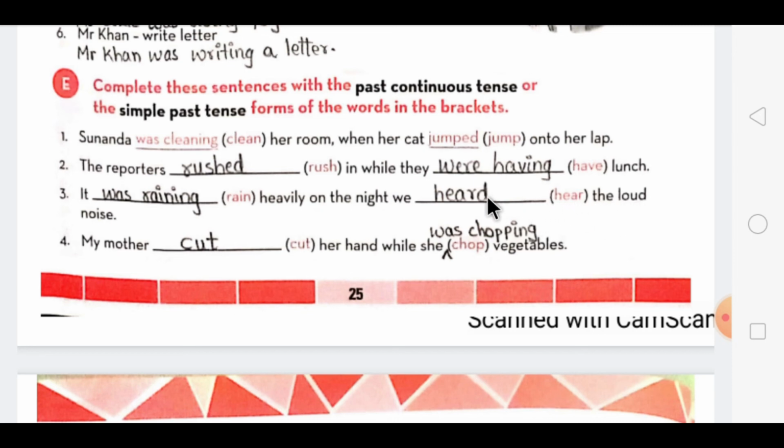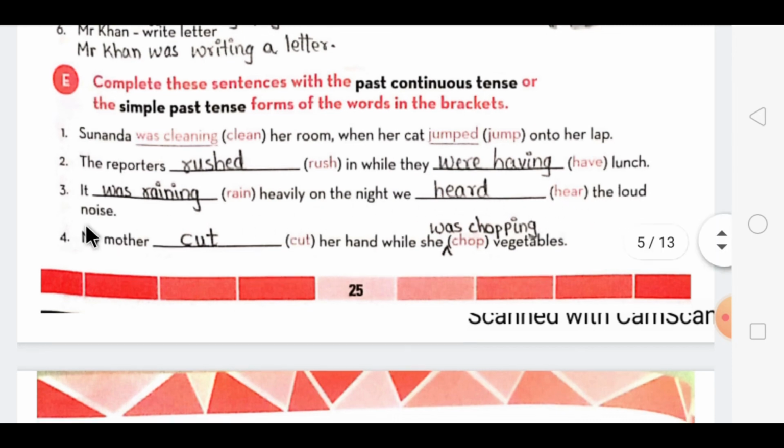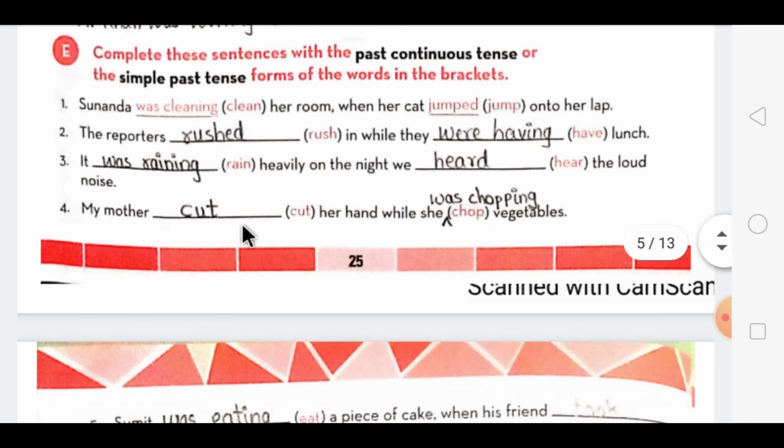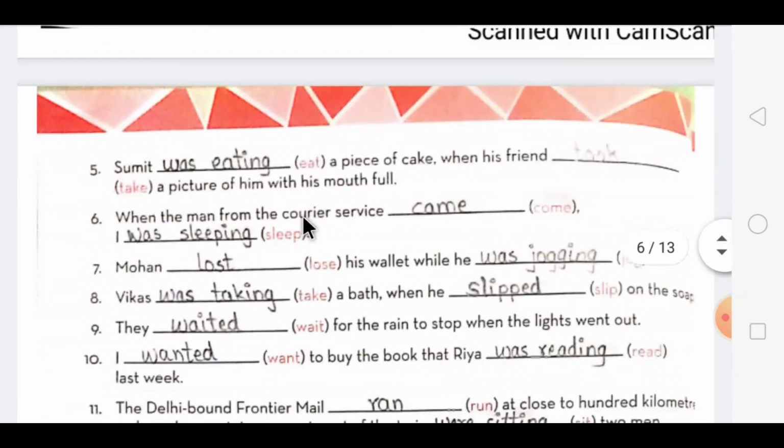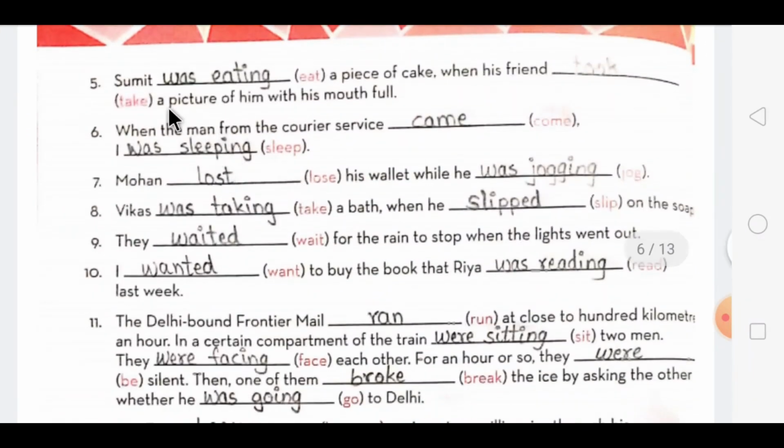Again the same thing, shorter action. Then the fourth one, my mother cut her hand. This is a shorter action while she was chopping vegetables, means that this action is going on for a longer period. Then the fifth one is Sumit was eating a piece of cake, means this is going on for longer time when his friend took a picture of him with his mouth full.